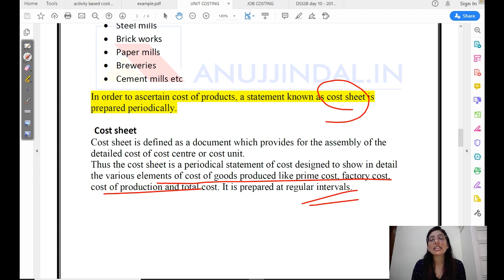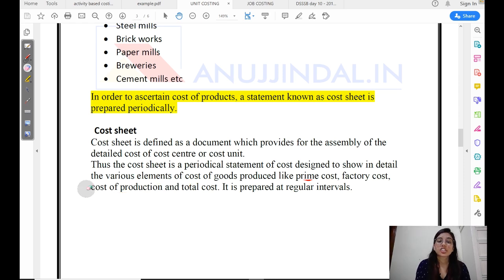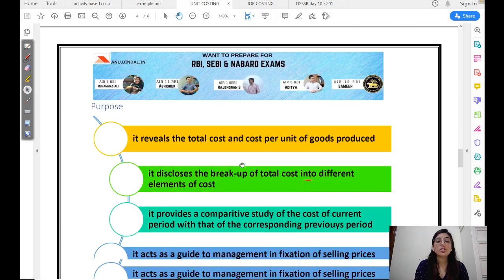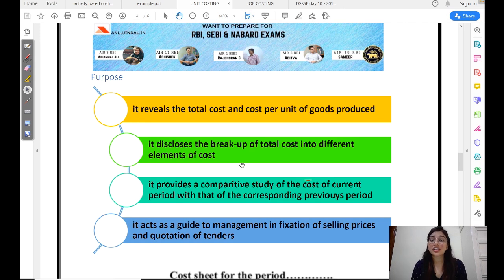The cost sheet is the crux of unit costing, or we can say that output costing primarily focuses on the cost sheet. So let us have a look at the purpose of cost sheet, and then we will discuss the format. The first here is written that it reveals the total cost and cost per unit. Yes, the cost sheet shows you the total cost and also the per unit cost, and then this total cost is divided into different elements, right? So there is a breakup of the total cost into different elements.